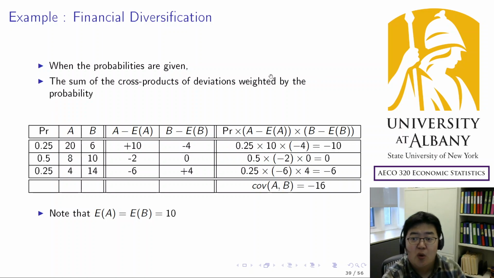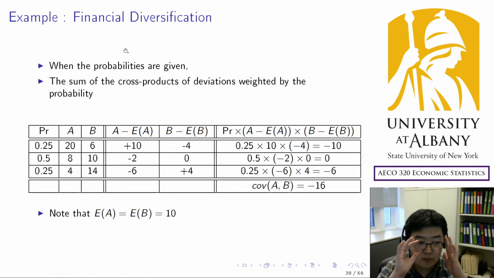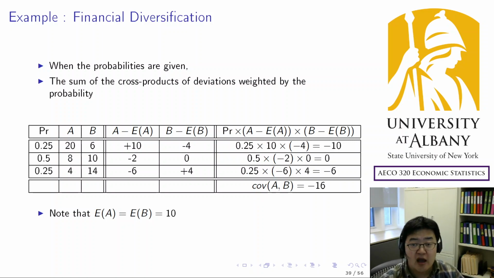So remember, the sum of something weighted by the probability is the average. So in some sense, this is the average of the cross products of deviations. But just to elaborate, the average is calculated as the sum of probability weighted outcomes. So we used the probabilities for weights, and as a result, the covariance between these two assets is negative 16. So they are negatively correlated.